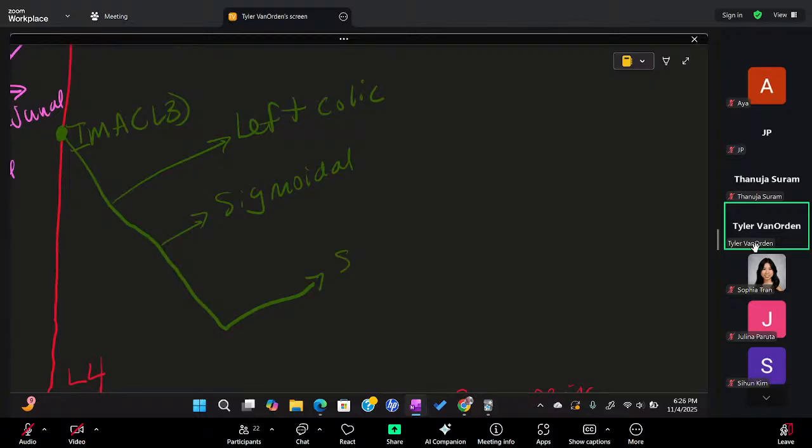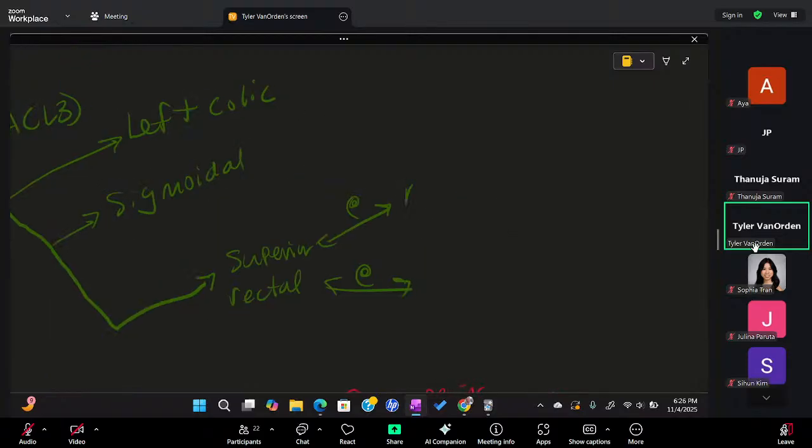And then we have the superior rectal. So that obviously goes to the superior aspect of the rectum. It has two arteries that it anastomoses with, and those two arteries do not come from the IMA. They actually come from the internal iliacs. So you have the middle rectal, and then the inferior rectal. And these come from the internal iliacs. And you will see both of these in the lab.